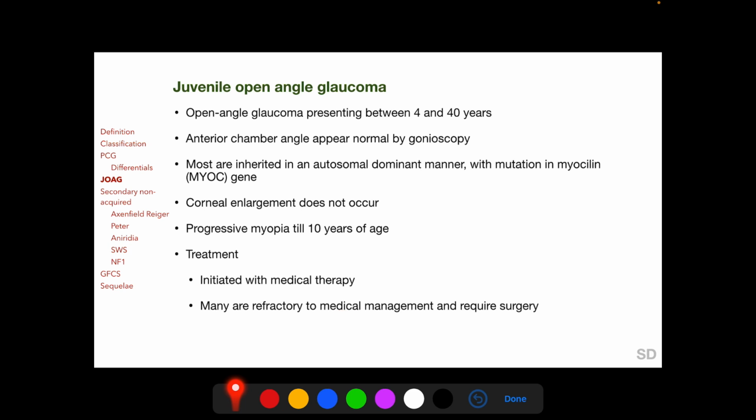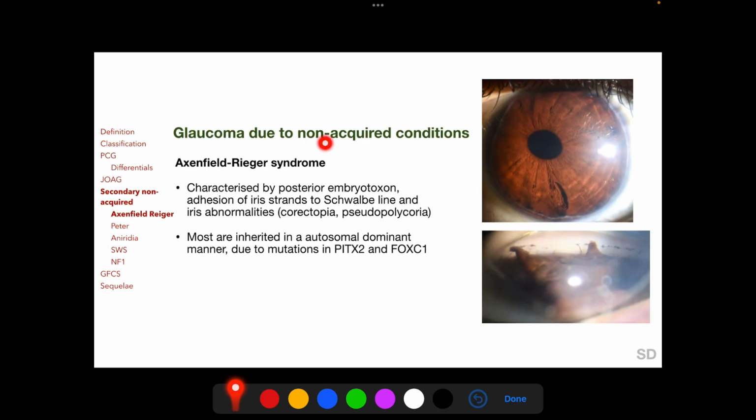Among non-acquired entities which can cause glaucoma, we have Axenfeld-Rieger syndrome, Peters anomaly, aniridia, Sturge-Weber syndrome, and neurofibromatosis type 1. These two we have discussed in the session on phakomatosis in the intraocular tumor section. The glaucoma aspects of these three entities we'll discuss here, and we'll discuss these three entities in more detail in the section on cornea.